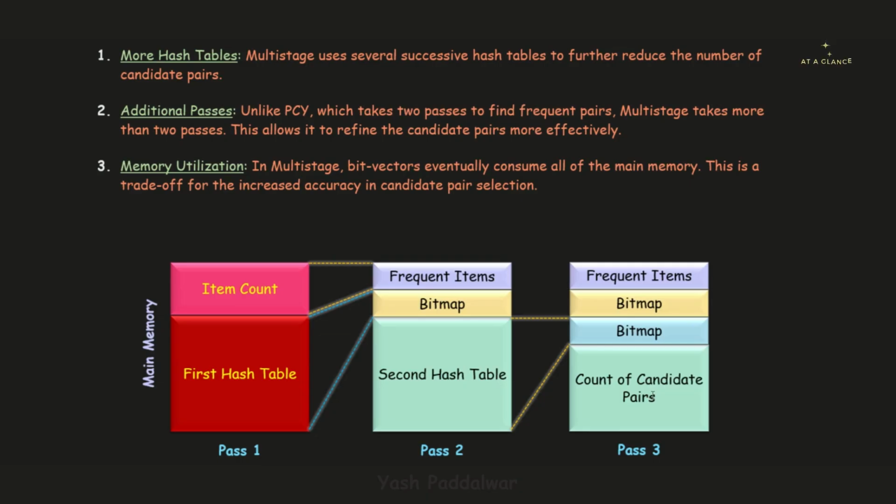So this is the main memory representation of the multi-stage PCY algorithm. It is far better than the PCY algorithm. No doubt you can use more than three passes also, but make sure that you use an appropriate number of passes, because as you increase the passes, there is a chance that you get negative results. So instead of using too many passes just to get rid of all the false positives, we can use an ample number of passes and get better results than the normal PCY algorithm.